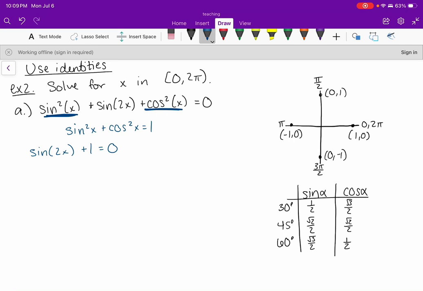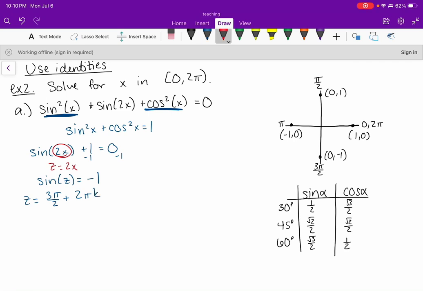Now that I have one trig function with one set of parentheses, I can just work with what we have. So now it looks like one of the problems we were already doing. First I'm going to let this be z, because that's my preference. So I have sine z equals, if I move this 1 over, negative 1. Sine equals negative 1 down here at 3 pi over 2. So this is 3 pi over 2 plus 2 pi k.